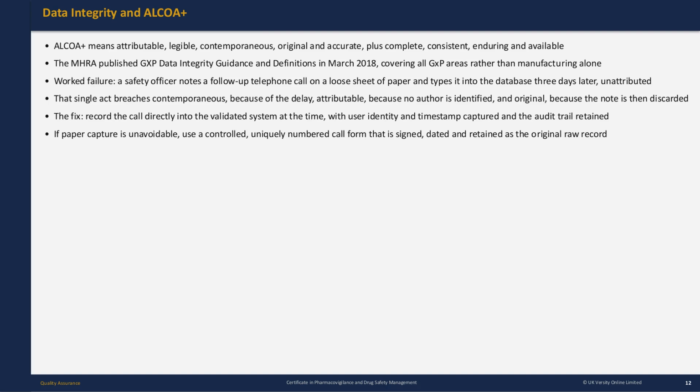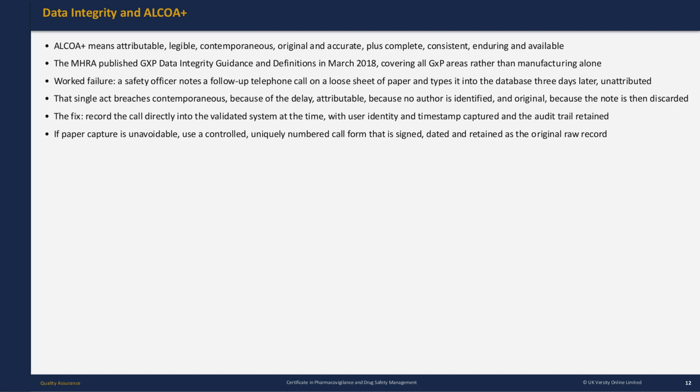Data integrity and ALCOA Plus. ALCOA Plus means attributable, legible, contemporaneous, original and accurate, plus complete, consistent, enduring and available. The MHRA published GXP data integrity guidance and definitions in March 2018, covering all GXP areas rather than manufacturing alone. Worked failure. A safety officer notes a follow-up telephone call on a loose sheet of paper and types it into the database 3 days later, unattributed. That single act breaches contemporaneous because of the delay, attributable because no author is identified, and original because the note is then discarded.